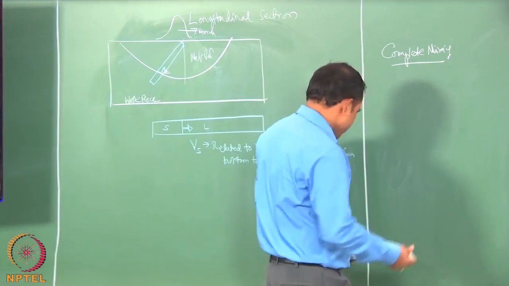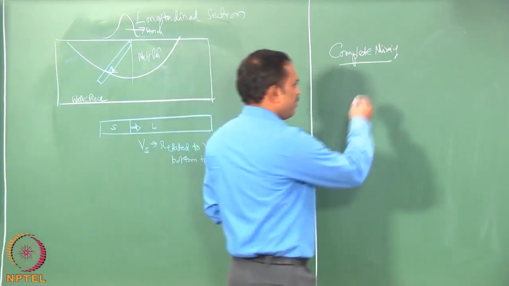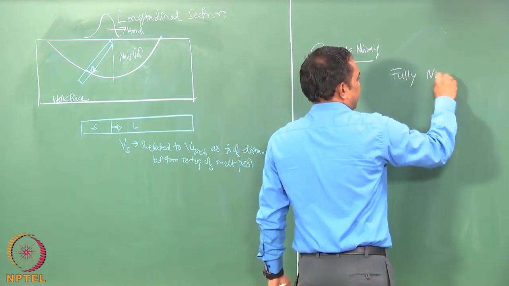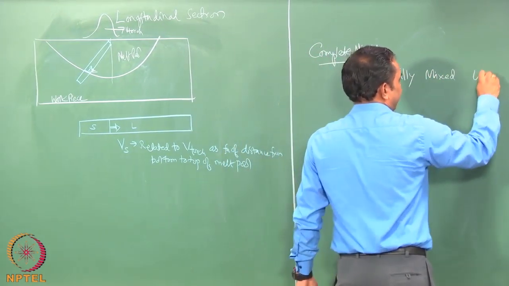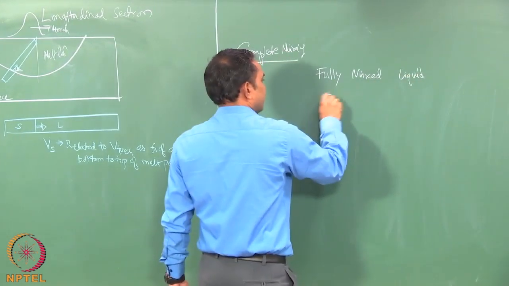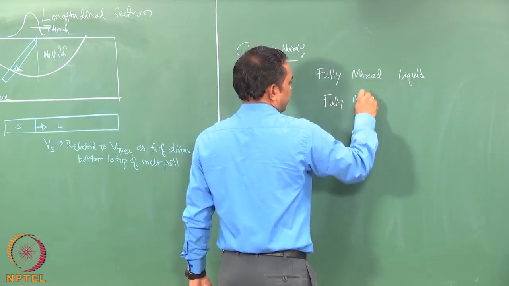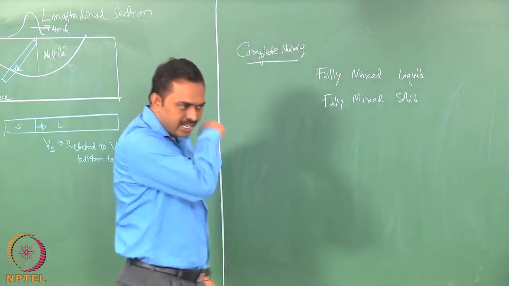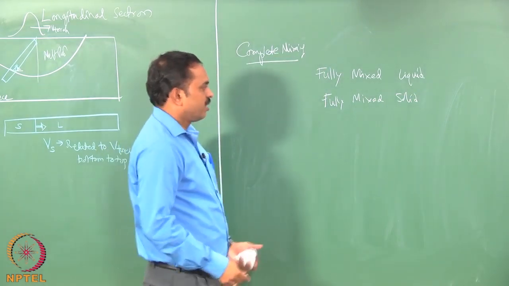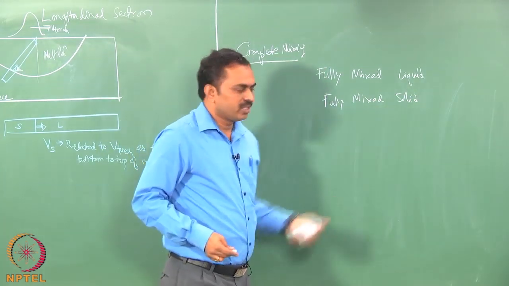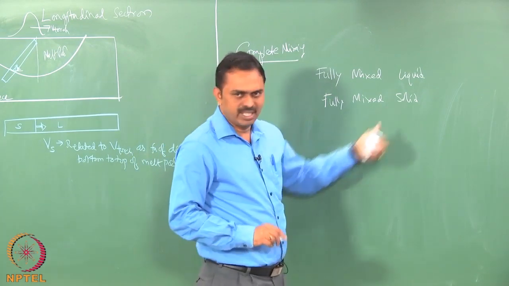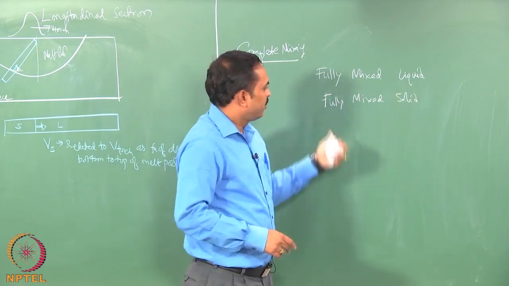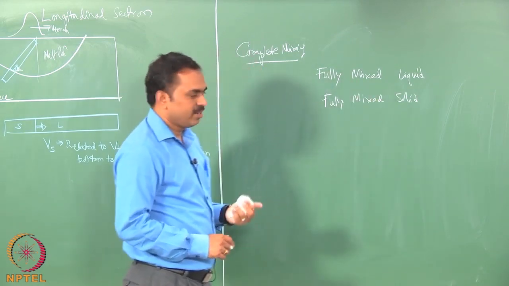So, the complete mixing assumption is as follows. What we mean by that is within the region, we have fully mixed liquid, and also fully mixed solid. This is not generally followed. The reason being that normally the solute diffusivity in the solid region is about 2 or 3 orders of magnitude smaller than that in the liquid, and therefore, generally it is not possible to have well mixed conditions in both.